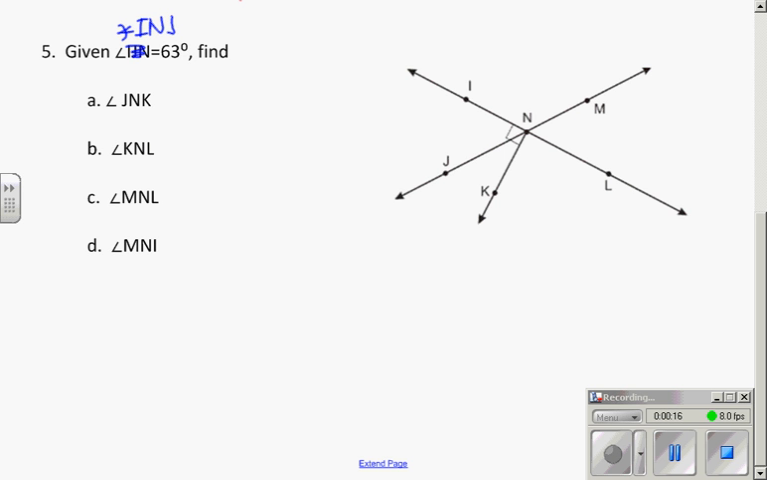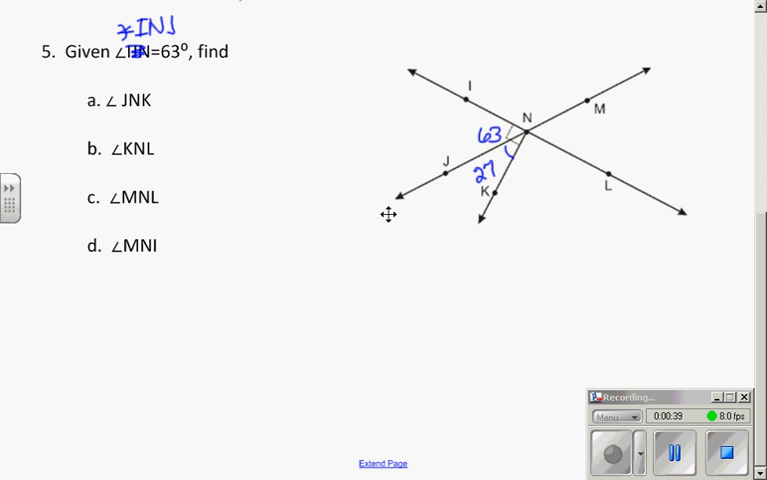The way I like to do these is I like to just write directly onto the picture and then figure it out there. And so when I see this picture, the next one I see is angle J and K. And since they make a right angle, I know they're complementary. So 90 minus 63 makes that one 27.